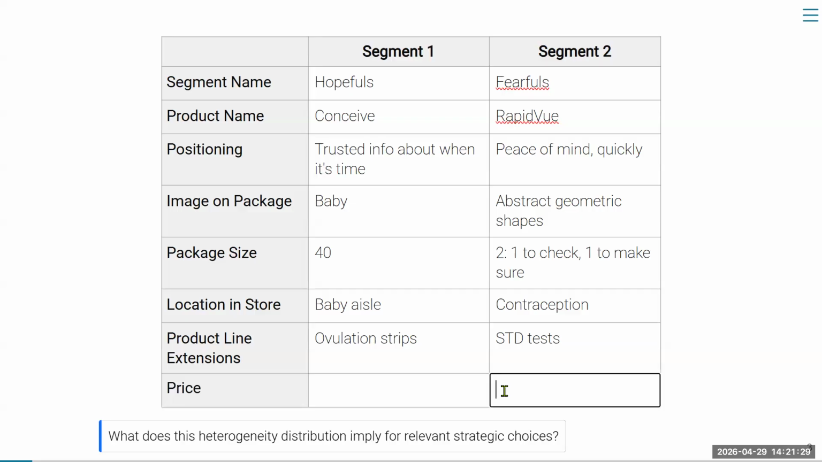Okay, this last one, often you can make an argument either way. Now, Conceive is a much bigger box. I'm going to ask you on a per strip basis, which product retailed at a higher price?